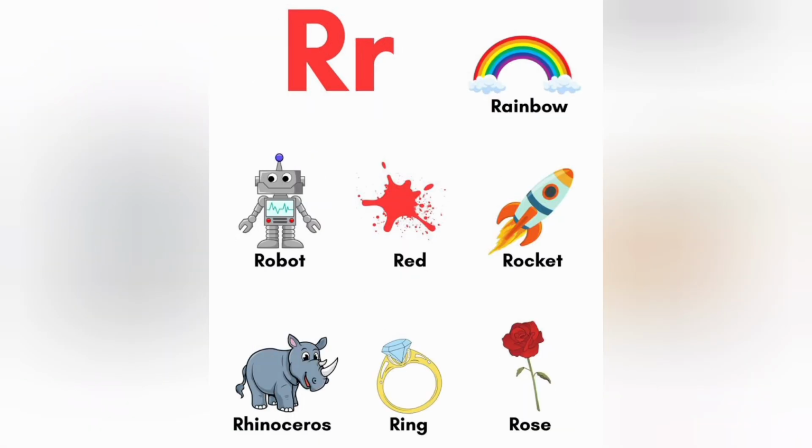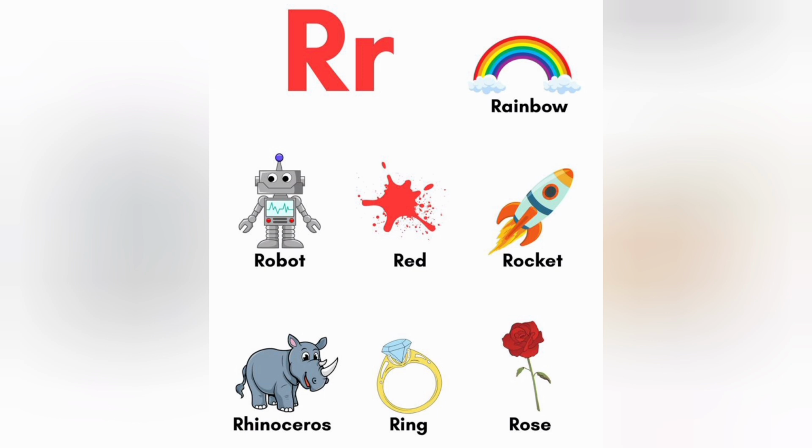This is letter R. R sound R, and R for rainbow. R for robot. R for red. R for rocket. R for rhinoceros. R for ring. R for rose.